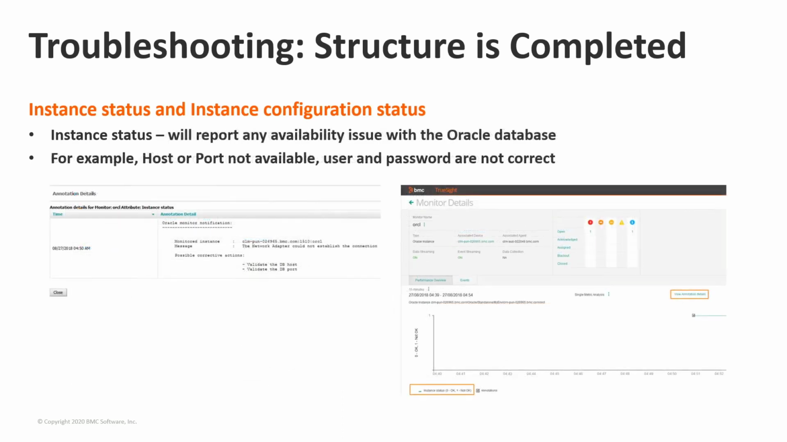Instance status will report any problem related to the connection settings to the Oracle instance, like wrong host or username, and also will report the availability of the instance, whether it is up or down. But from KM perspective, if it cannot connect, the instance is not available. So instance status will report a problem, or the instance not available.